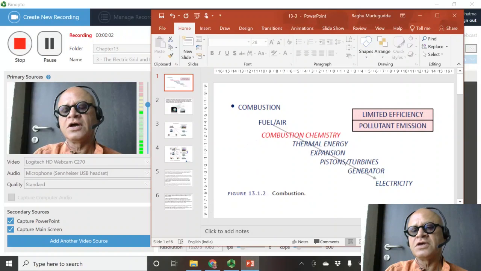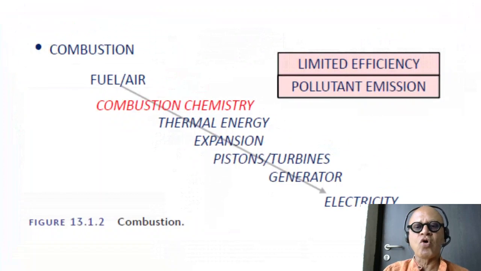Let's look at the combustion just a little bit more. Obviously, we are mixing fuel and air or compressing a fuel mixture itself. There is combustion chemistry to produce thermal energy to expand air, for example, and pump into a piston or turbine generator to eventually generate electricity. It has limited efficiency because of losses and mechanical movements, friction, heat loss, etc.